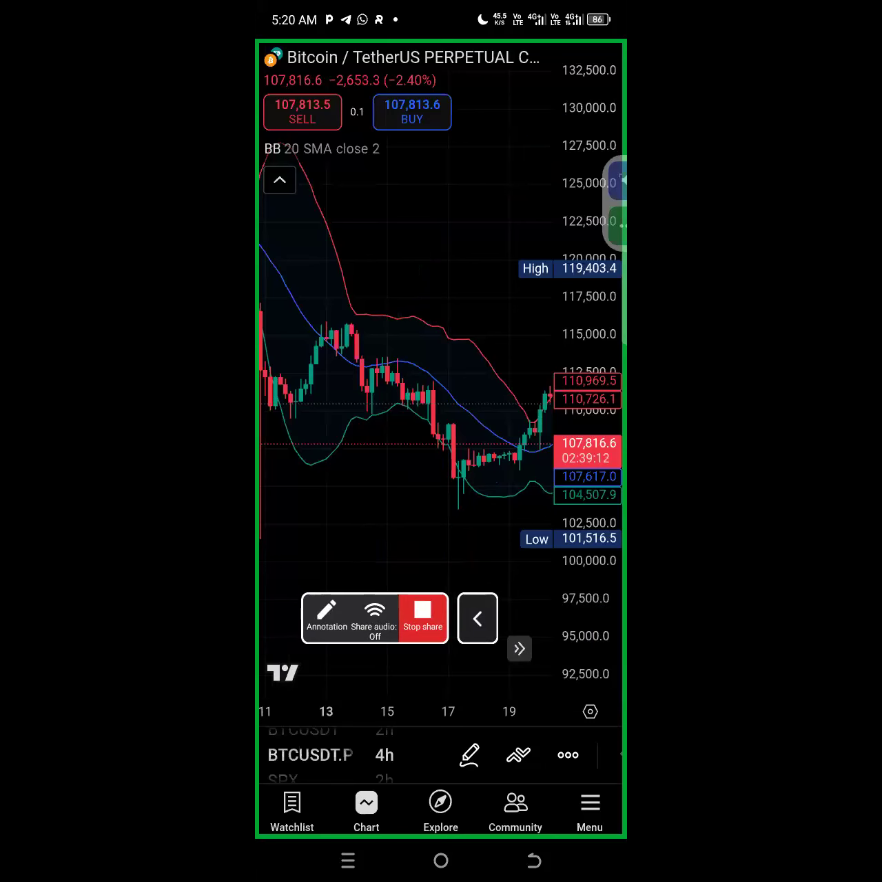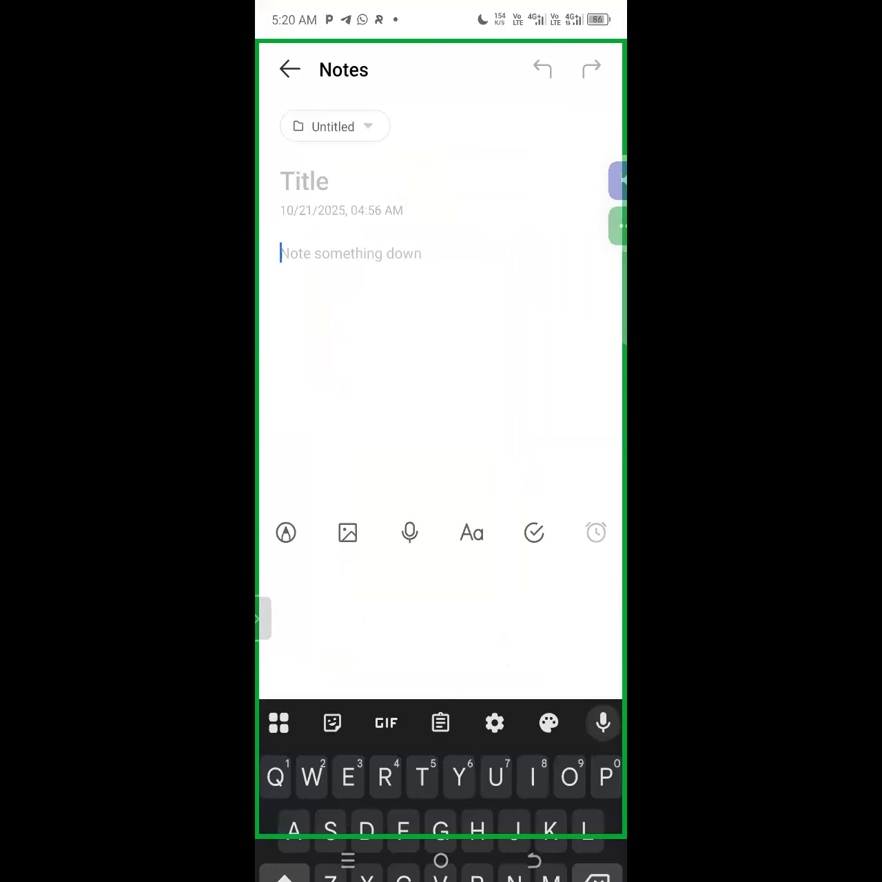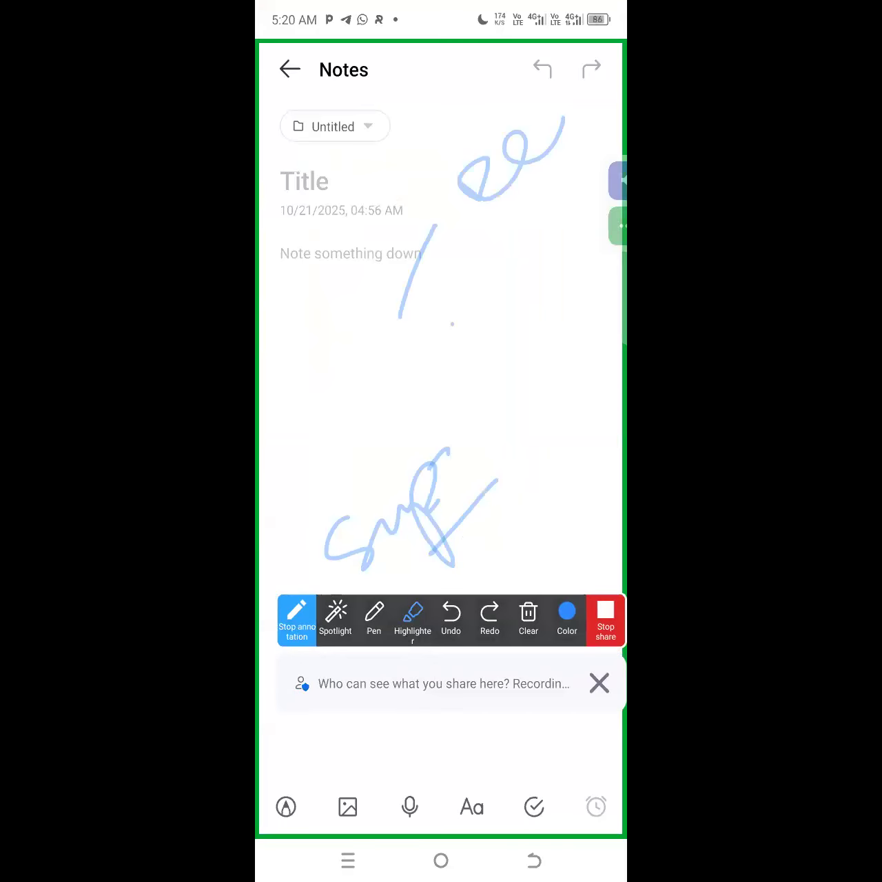So at least you now can understand three different types of support and resistance. The first one, horizontal support and resistance. Then trend line support and resistance.